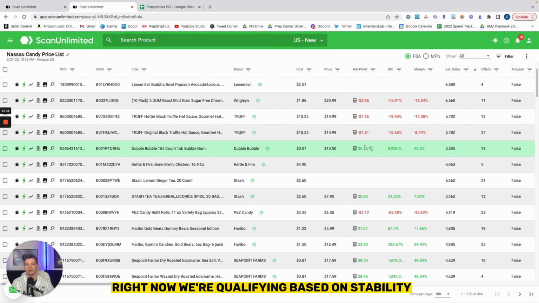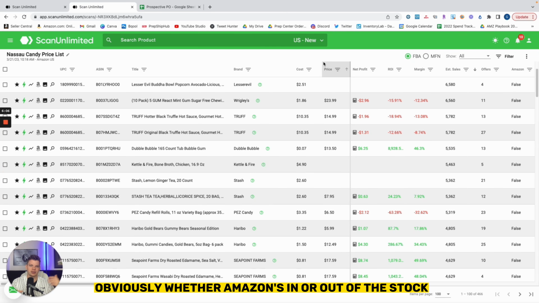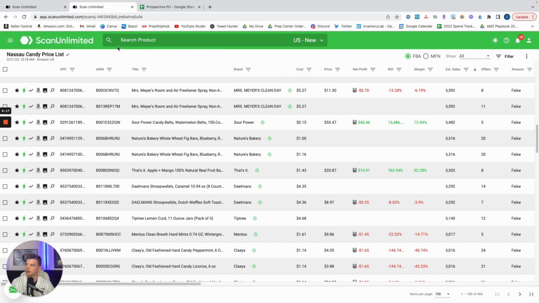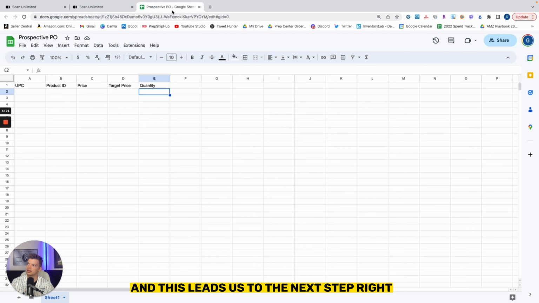Right now we're qualifying based on stability, velocity, and whether Amazon's in or out of stock, whether the brand's on the listing, those sorts of things. We're qualifying on everything except price. That's the big thing. We'd go through this catalog, construct a short list of products we're interested in, and this leads us to the next step.